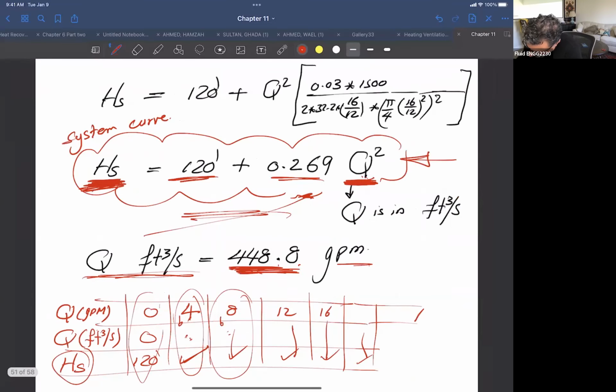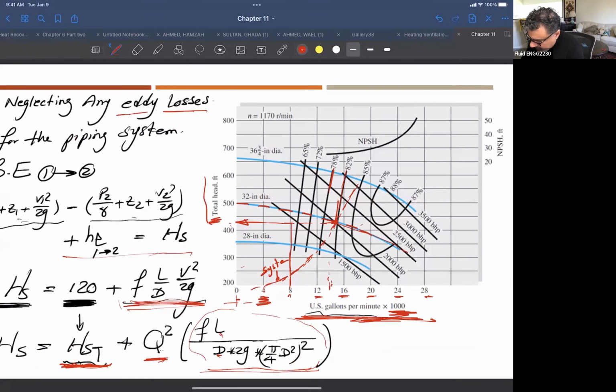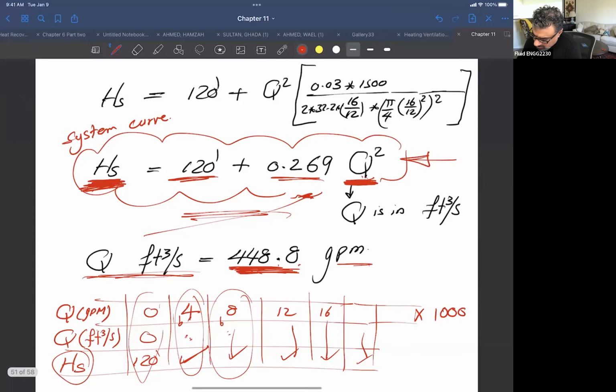This equation here is multiplied by 1,000, because these values here are 8 times 1,000. So 8,000 gallons per minute, you convert it into feet cubed per second, right? Once you convert it to feet cubed per second, you put it in this equation here, right? To get HS in feet.